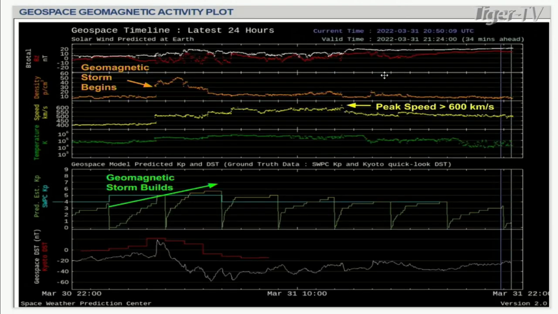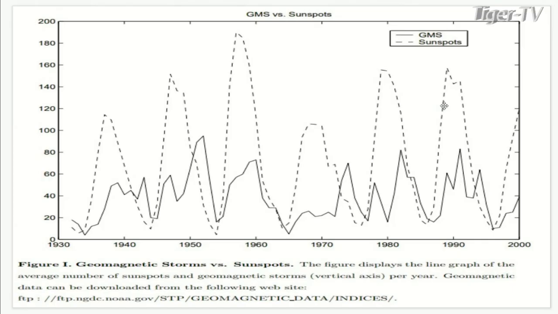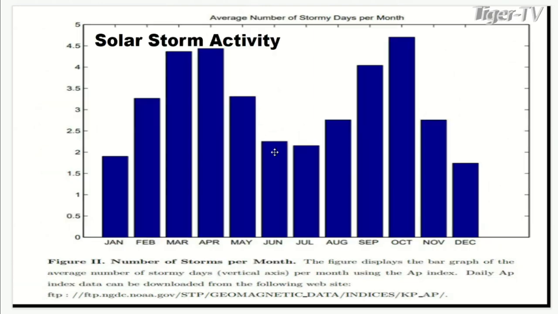Here's another view of it. You can see there's this huge jump up here in the density of the particles, and then the speed gets up to about 600 kilometers per second. So these are very fast moving particles coming around us. So what does it have to do with the market? Well, first of all, these geomagnetic storms tend to come after the sunspots form. The sunspots are the dashed line here, the geomagnetic storm is the solid line. So we can kind of see these coming a little bit, but we don't really know. We just have very short notice.